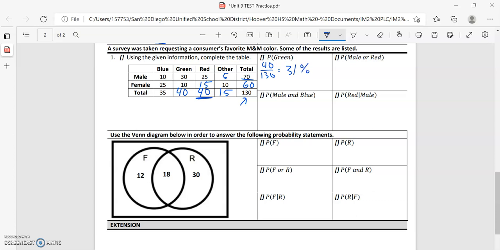Male or red? So we have 70 males and we have 40 reds. However, this 25 is counted twice. So we've got to do 70 plus 40 minus 25, which gives us 85 over 130. And in a calculator, I didn't do that earlier, sorry. So 85 divided by 130 gives 65%.